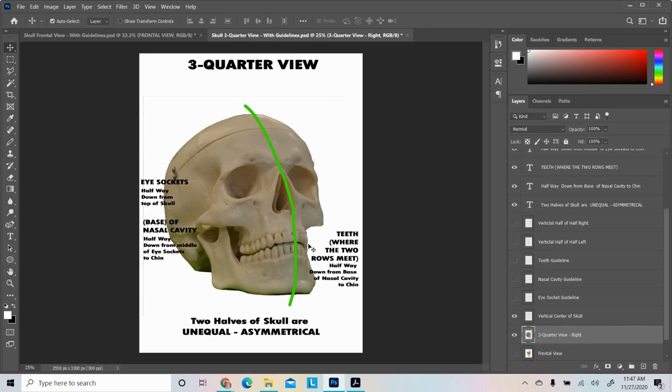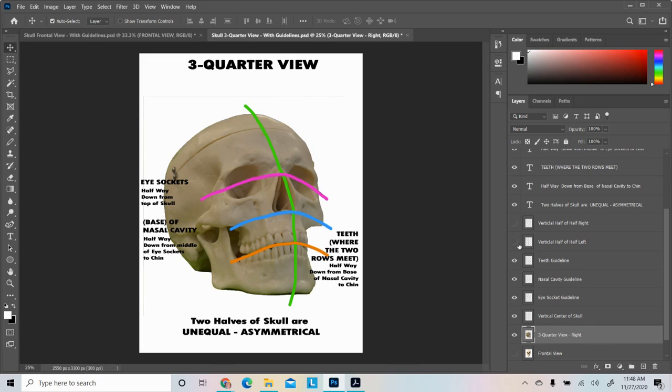Okay? And when it comes to the proportions of the skull, in terms of where do we place the eyes, how far down from the top of the skull to the chin, it's all the same. It's still the law of halves. So just to show you, the eye sockets are going to be about halfway down from the top of the skull to the base of the chin. And then when we look at the nasal cavity, it's the same exact thing, where from the eye socket to the chin, it's about halfway down in between. And then when we look at the teeth, once again, the teeth are halfway down from the base of the nasal cavity to the chin.